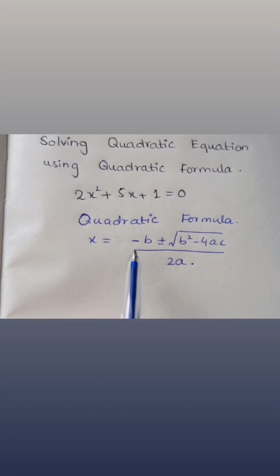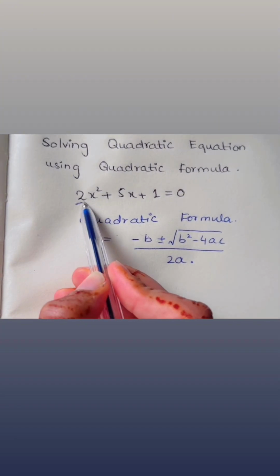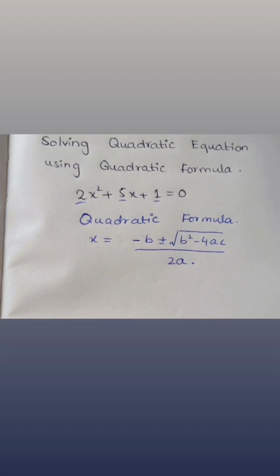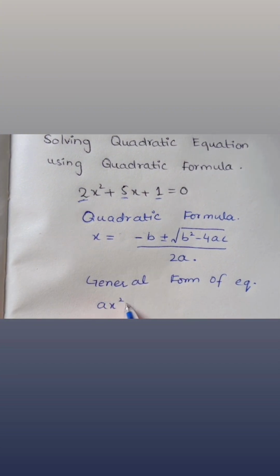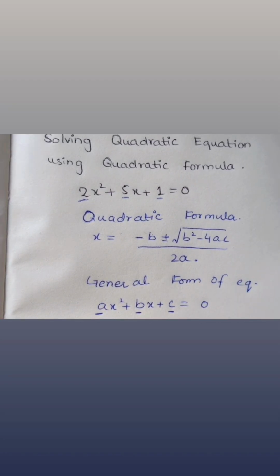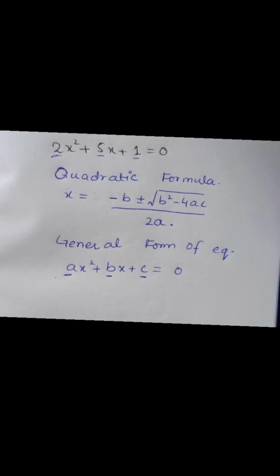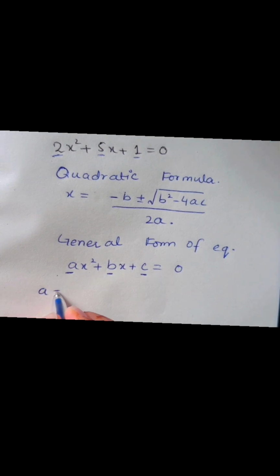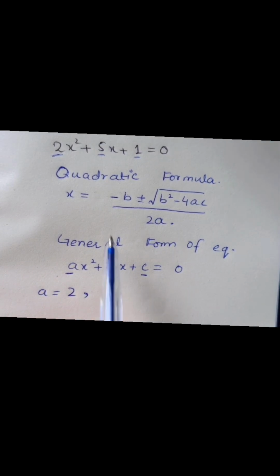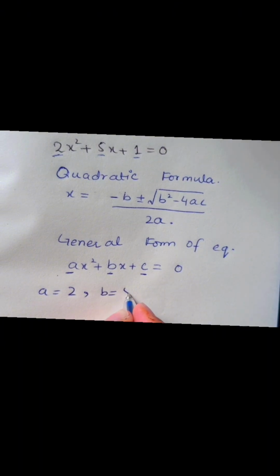So now compare the given equation with the standard form of quadratic equation. First, we will write the general form of quadratic equation, which is ax square plus bx plus c equals 0. Now compare the general equation with our given equation. Now identify the value of a, b and c. So a is equal to 2, b is equal to 5, and c is equal to 1.